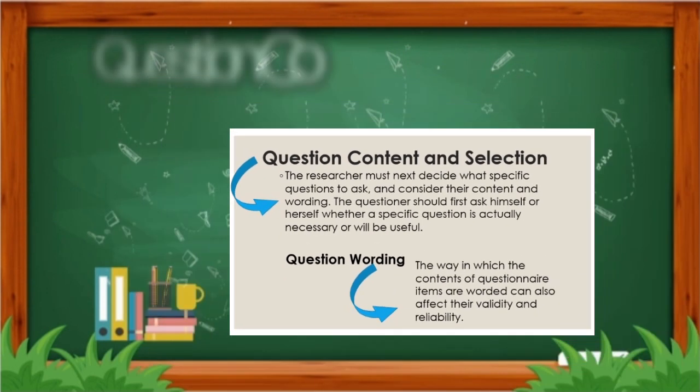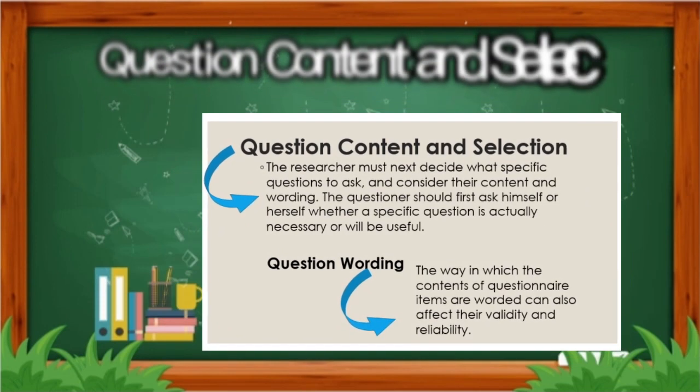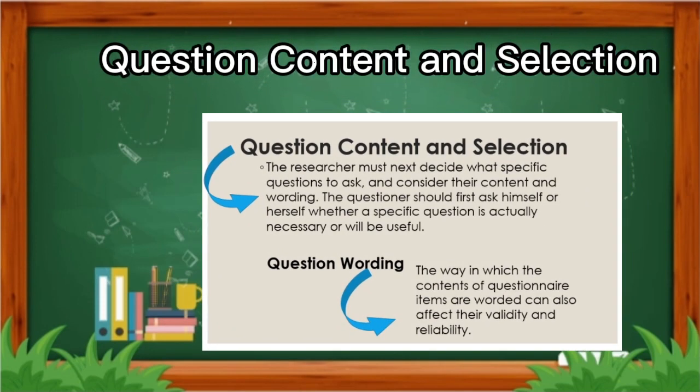Question content and selection. The researcher must next decide what specific questions to ask and consider their content and wording. The questioner should first ask himself or herself whether a specific question is actually necessary or will be useful. The way in which the contents of questionnaire items are worded can also affect their validity and reliability.